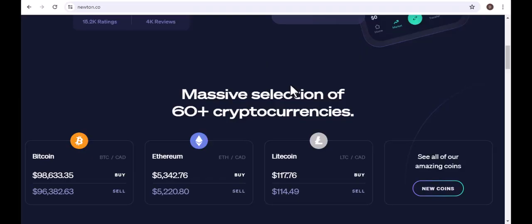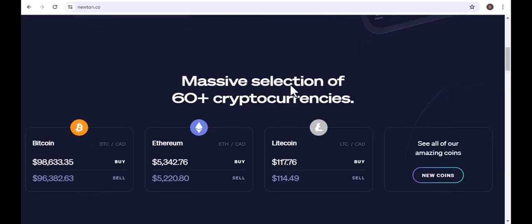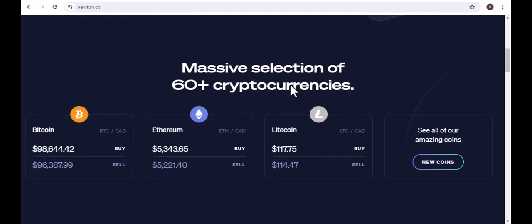Now, here's where Newton's model is different. Newton is a no-fee crypto exchange. They famously advertise zero trading fees, zero deposit fees, and zero withdrawal fees. Sounds amazing, right? It is, but it's not free. Newton, like many other instant buy platforms, operates on the spread.